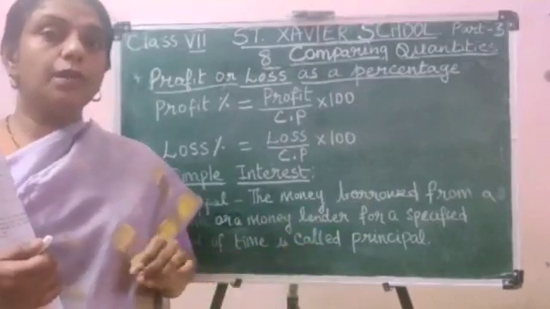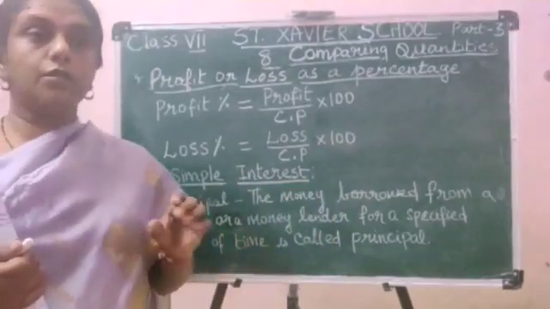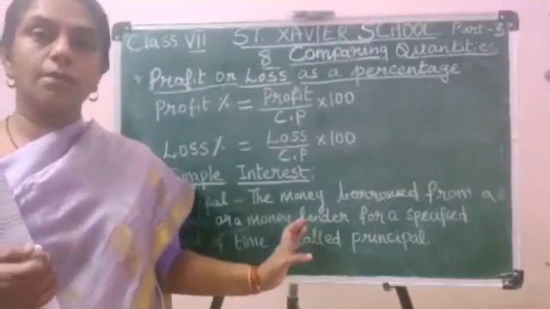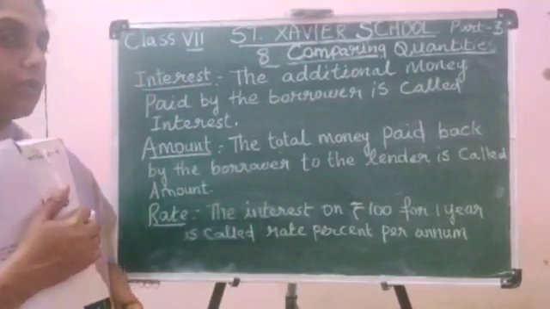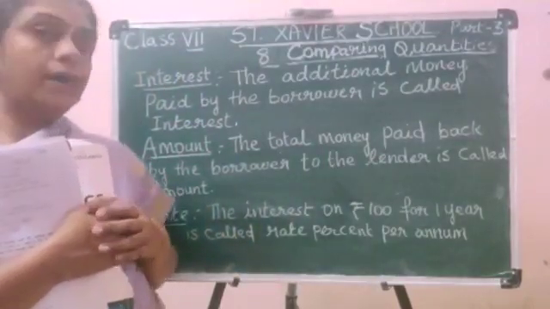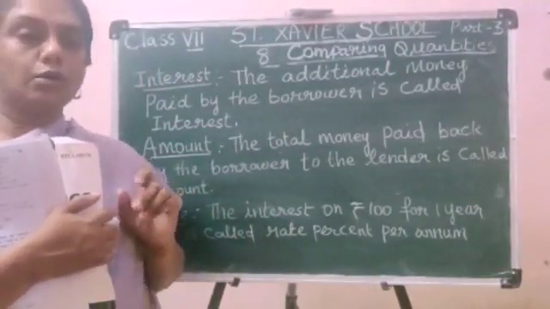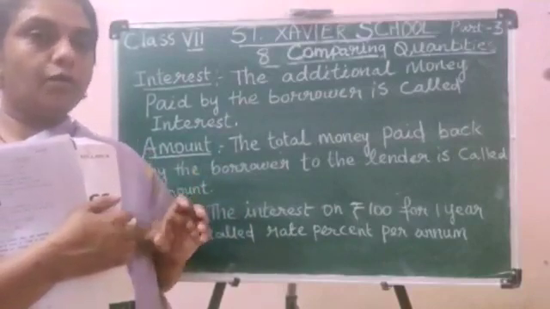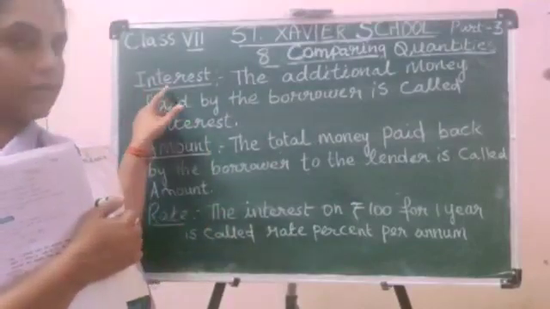That principal will be given for a specified period of time. That means for 1 year, 2 years, 3 years, they will be giving. Next one is interest. What is interest? The additional money paid by the borrower. You have taken the money, so you are the borrower. When you pay back the principal, along with the principal we pay some extra amount. That is called the interest.